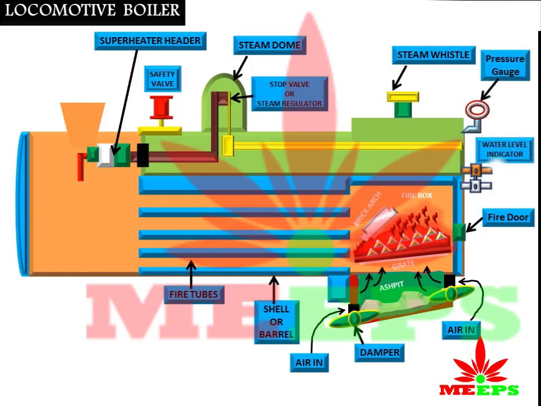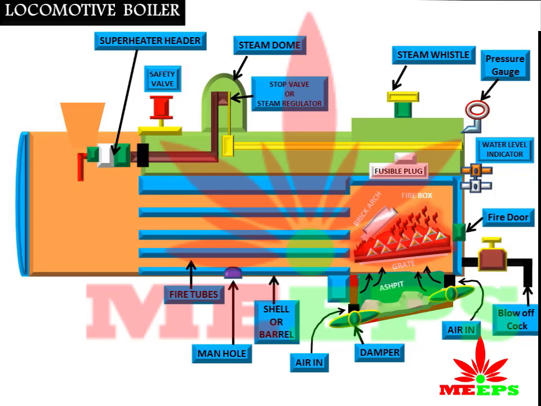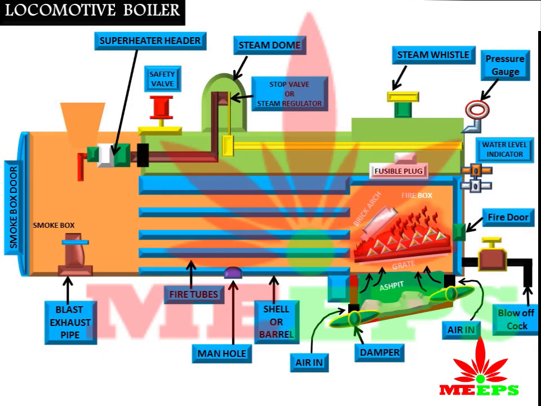pressure gauge, steam pressure gauge, water level indicator, blow off cock, fusible plug, and this is the manhole. It is here for the blast exhaust pipe in the smoke box. This is the smoke box door. It is the blower and it is a chimney.